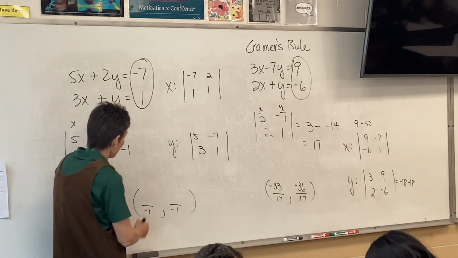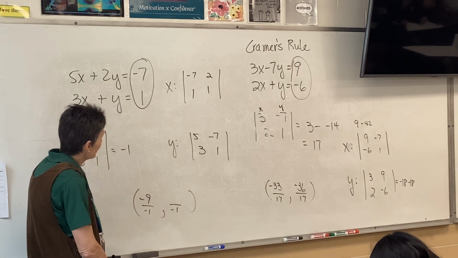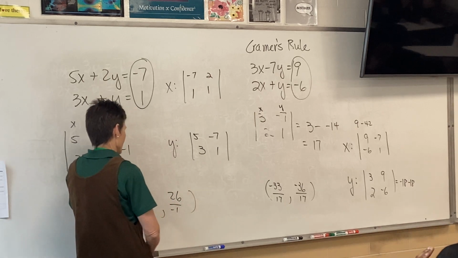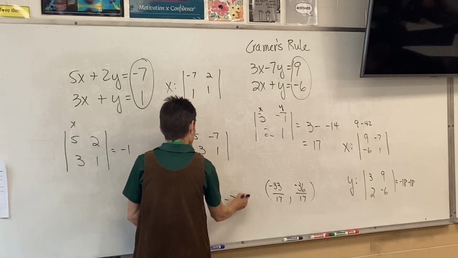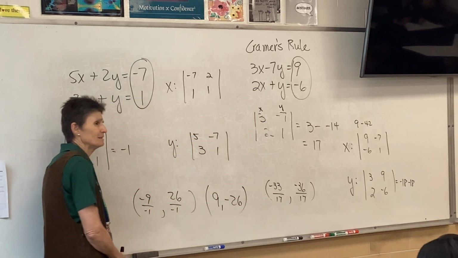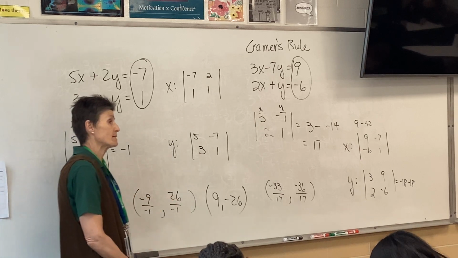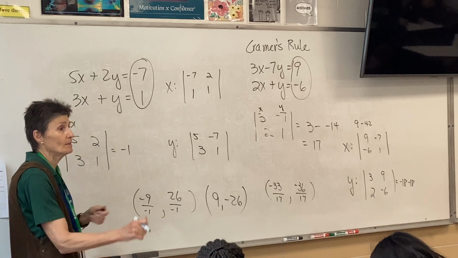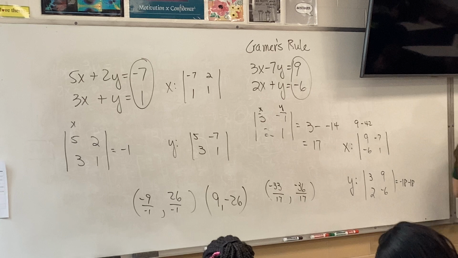So I got -9 for that X and 26. So rewriting my answer, I got +9 and -26. How about you? That's what you would get if you did substitution or elimination or the inverse method. That's the answer to the question. Okay?